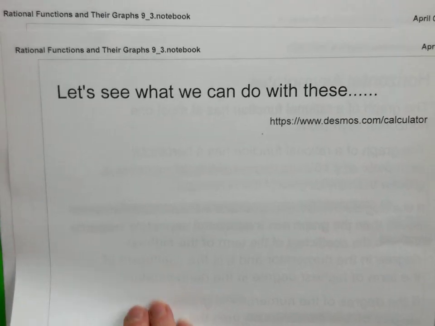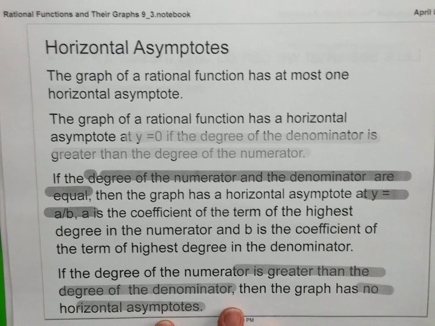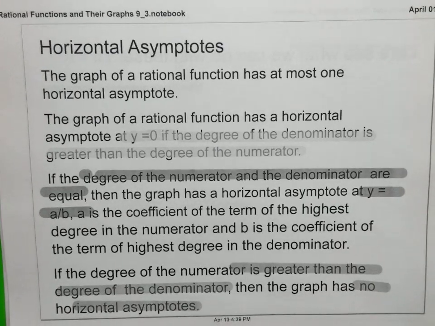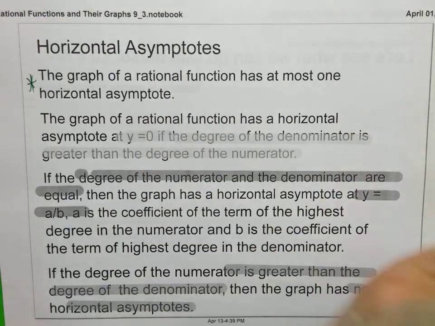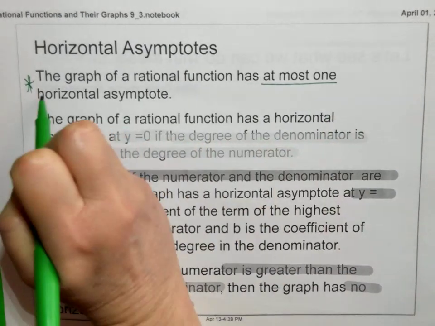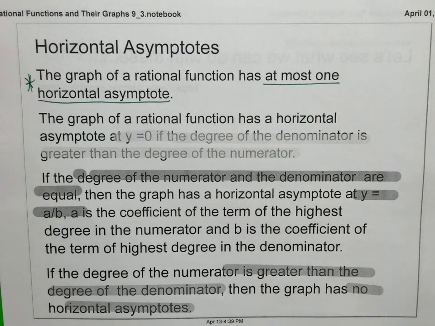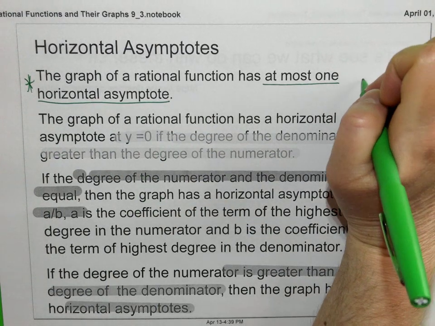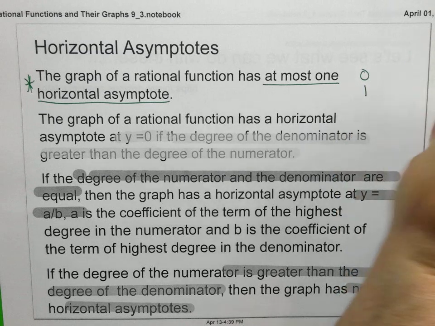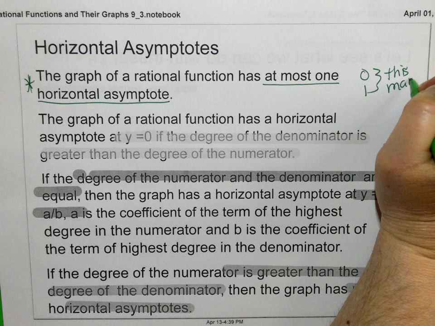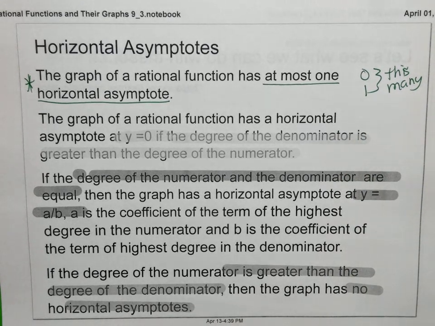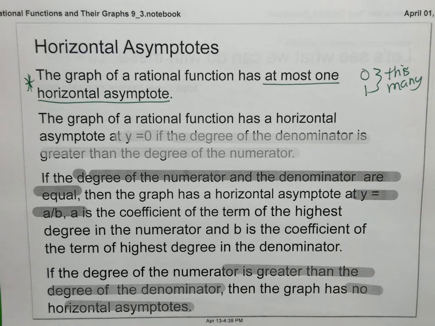Okay, so that takes us to the last section of horizontal asymptotes. And I tried really hard to highlight, but my highlighting didn't come through very well. Okay, there are 3 rules. First of all, read this one very carefully. It says at most 1 horizontal asymptote. So it doesn't have to have 1. It could be 0 or it could be 1. Okay, so it says the first rule, and I'm going to try to mark these.